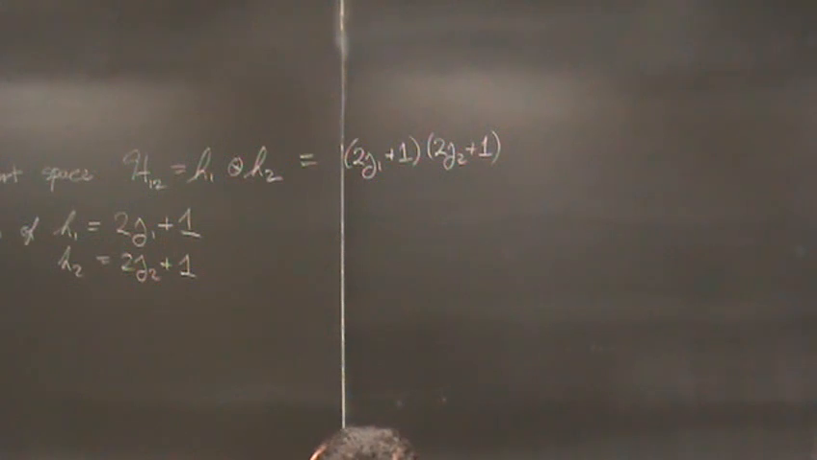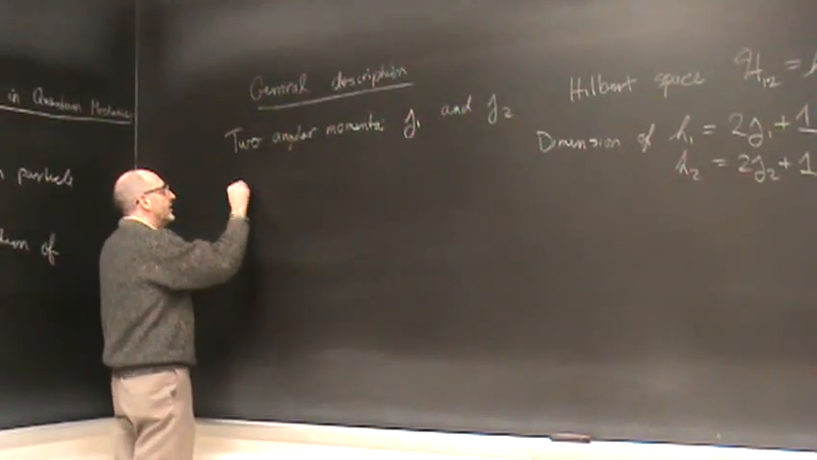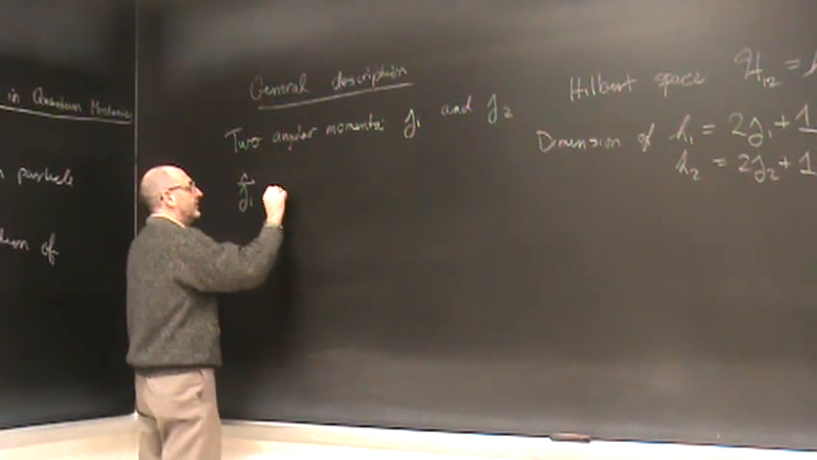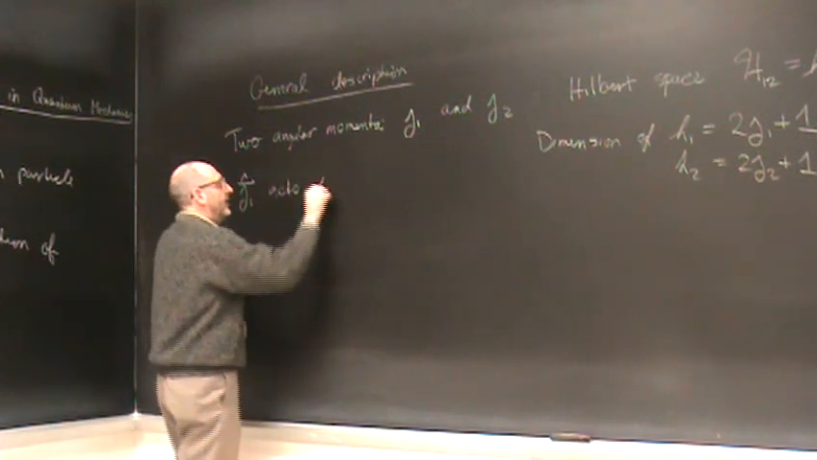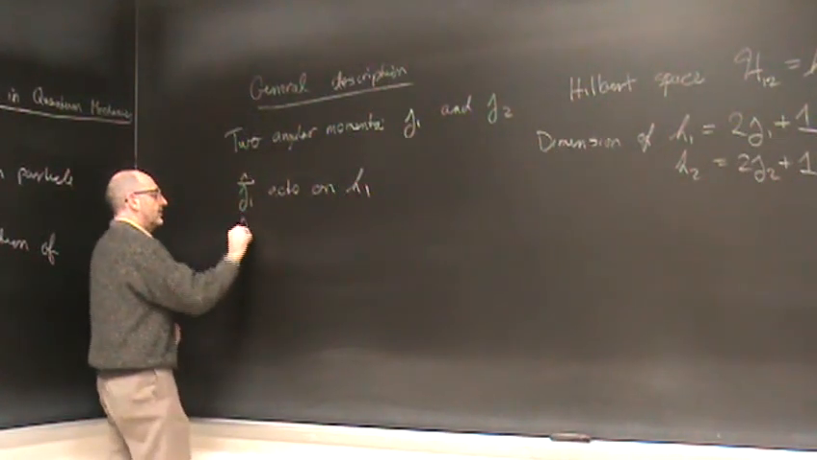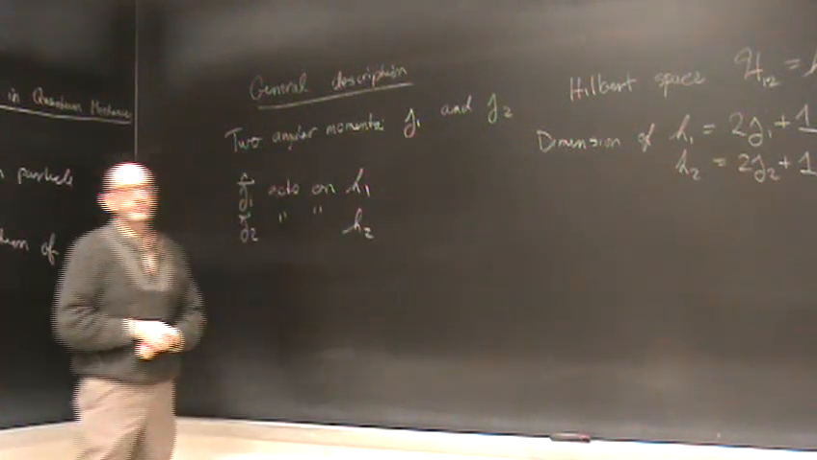Okay, so I'm going to define now: there's an operator J1 that acts on Hilbert space H1, and J2 that acts on Hilbert space H2.